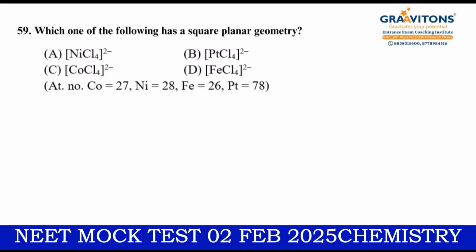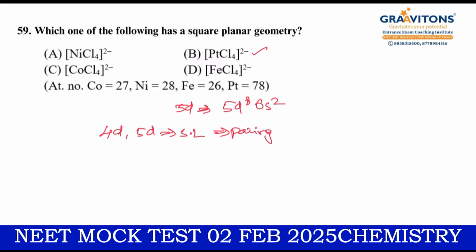59th question. Which one of the following has a square planar geometry? Among the 4 options, we are first going to try the B option, because platinum, which comes under the 5d series, has an outer electronic configuration of 5d8, 6s2. We know that most of the ligands in 4d and 5d series will act as strong ligands, which leads to pairing of electrons.